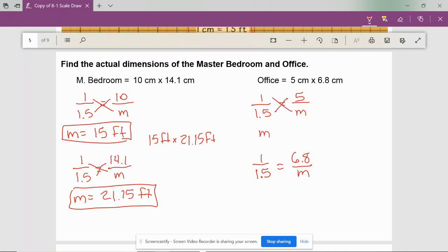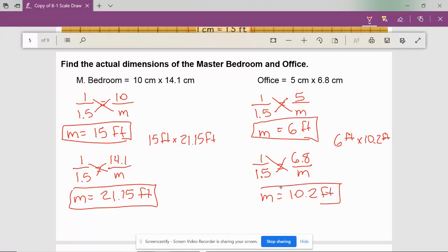Cross multiplying, m equals 1.5 times 5, which is 7.5. Again, that's going to be in feet. Same thing, cross multiply, so we get m equals 1.5 times 6.8, which is going to be 10.2. That's going to be in feet. So our office is going to be 6 feet by 10.2 feet. Okay, so that's the dimensions of our office.